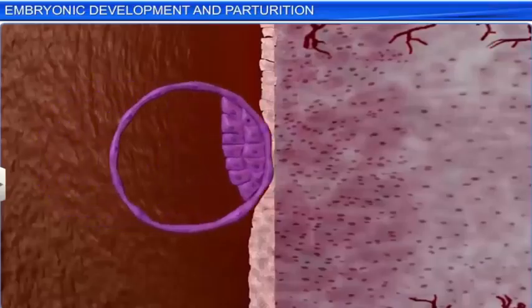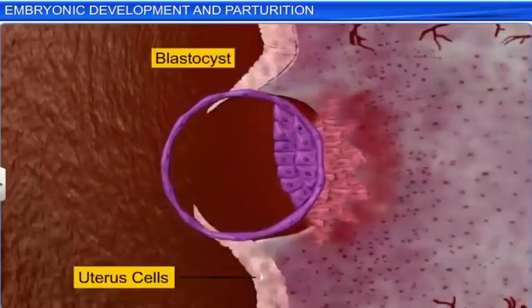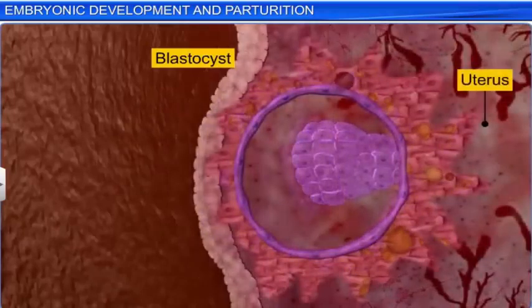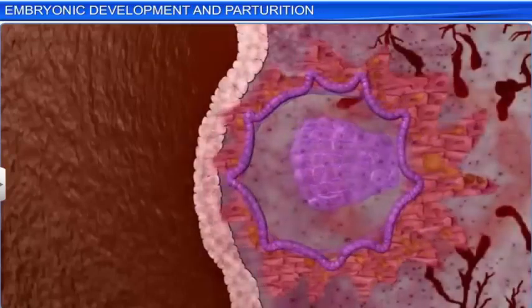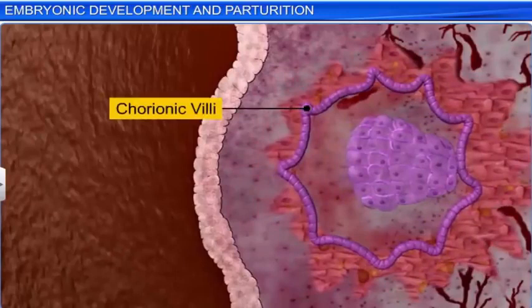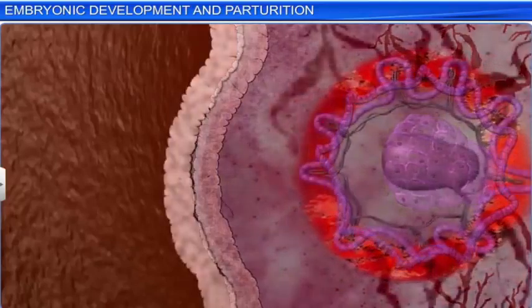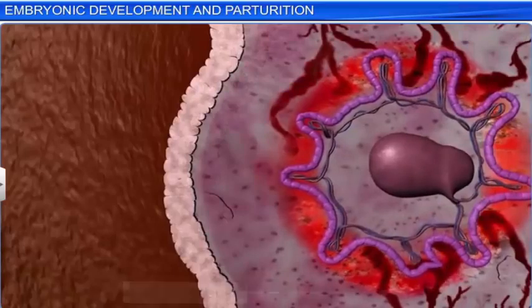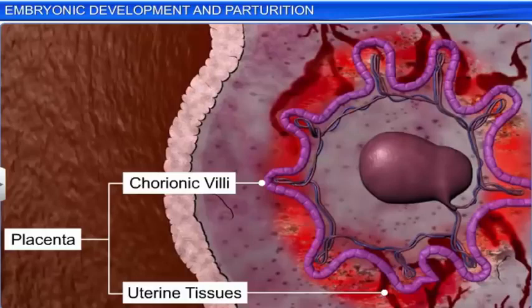After implantation, the trophoblast grows further, which causes the blastocyst to sink in and get covered by the cells of the uterus. As the blastocyst sinks further into the uterus, finger-like projections called chorionic villi start appearing on the trophoblast. As the chorionic villi grow further, they interlock with uterine tissues to form the placenta, a structural and functional unit between the developing embryo and maternal body.